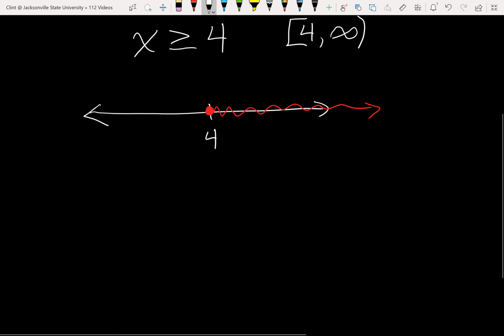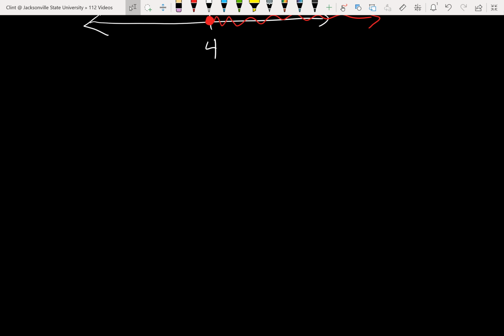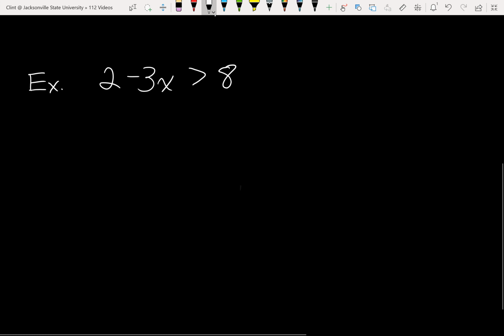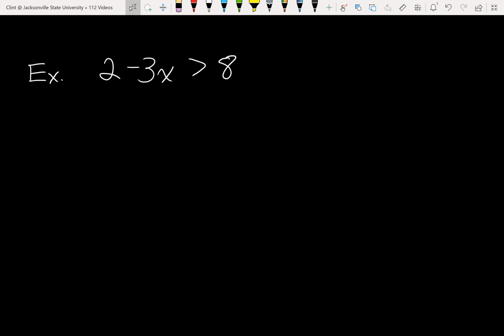Let's look at another one. So we'll get all the possibilities down here. This one we have 2 minus 3x is greater than 8. Here we'll subtract 2 from both sides. We do that, we get negative 3x is greater than 6. And then here's one of our differences. This is different than when we have an equal sign. Here we will divide both sides by negative 3.